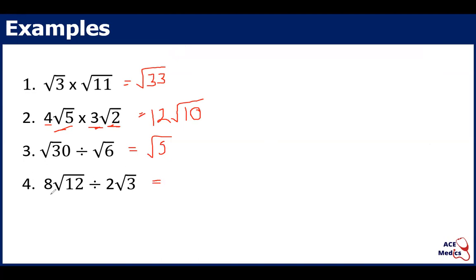So, we're first going to do 8 divided by 2, which is 4. We're then going to do root 12 divided by root 3, which is root 4. Now, that's the same as saying 4 times root 4. Square root of 4, remember, is 2. We know that. 4 times 2 is 8. Fantastic, guys. Well done for those of you that got it.